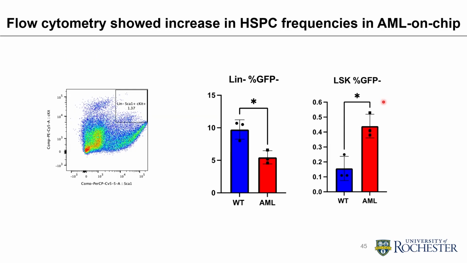Then, looking at more immature populations with flow cytometry, first of all, we see a reduction of lineage negative cells. These are not your mature cells, they are your immature cells. And in this data, we see an expansion, an increased frequency of our LSK, the blood stem cells, in our chip. So this is similar to what we saw in vivo before.